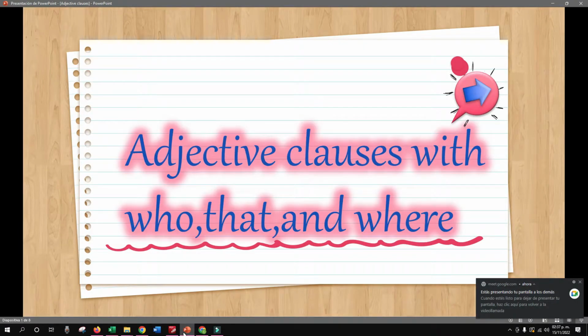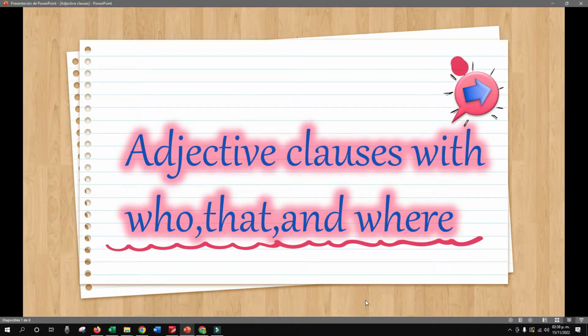We're going to study adjective clauses with who, that, and where. Also, we're going to study the adjective clauses with where, when, and why. Okay? So I will explain the uses of where, when, and why later, right?